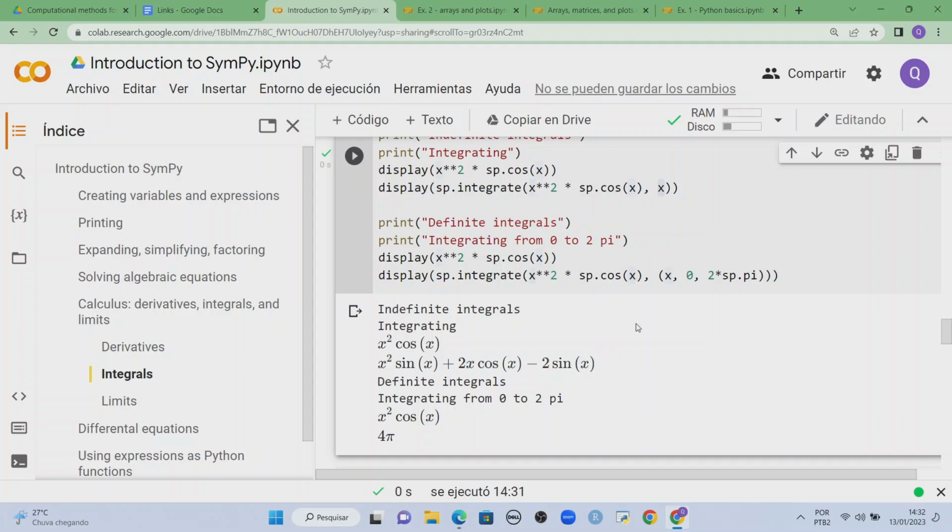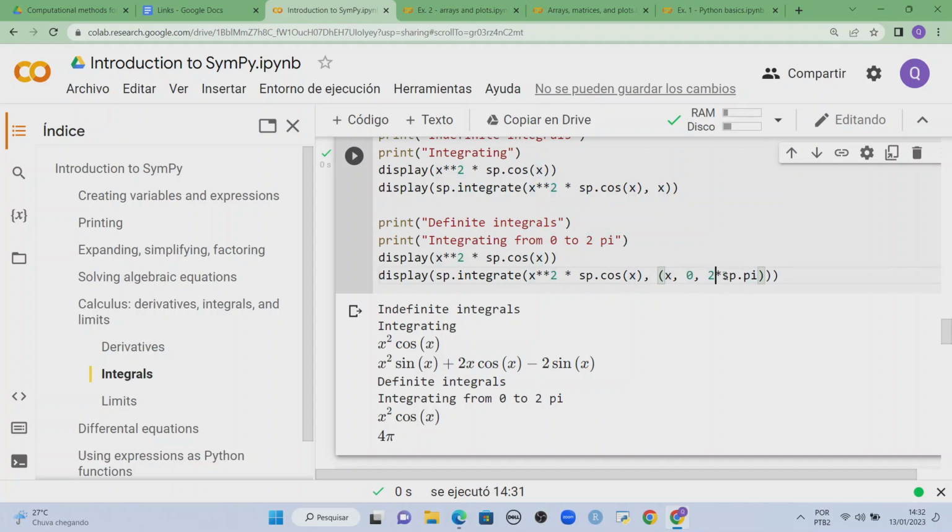It gives you one function, not the set of all indefinite integrals. Definite integrals are similar. You pass the expression, and then as a secondary argument, instead of having only x, you pass a list here with x, the lower limit and the upper limit. So this is the integral of this expression with x going from 0 up to 2 pi.